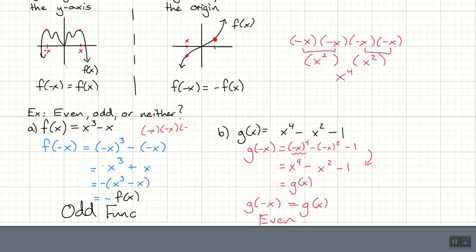Try one together, or try one on your own, rather. Cool. Let's find an icky one.